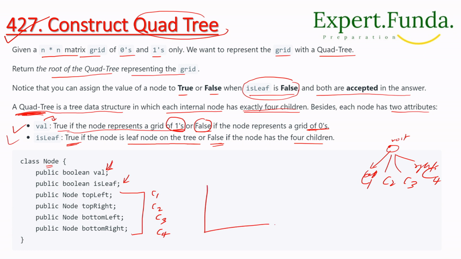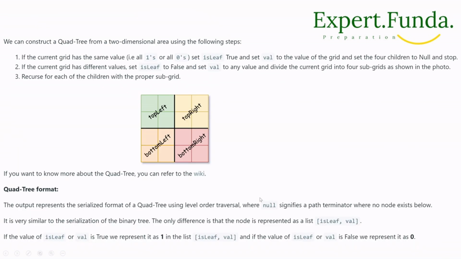Because this is a grid, we have to represent it like this. As you can see, if there are four children, this is one node, another node, this is also a node, and this is also a node. These are the top left, top right, bottom right, and bottom left. These four nodes we have. So we want to construct a quad tree from a two-dimensional array using the following steps.